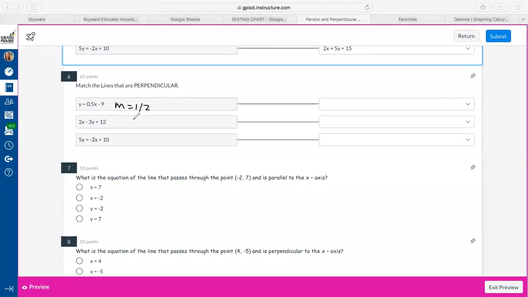So this one has a slope of 1/2. This one has a slope of 2/3. Are they the same one? No, because this is perpendicular. So now we're looking for the negative reciprocal slope. Okay, so flip over. So it's positive 5 over 2, then negative 3 over 2, and then negative 2 over 1. So -2 over 1, -3 over 2, and positive 5 over 2.